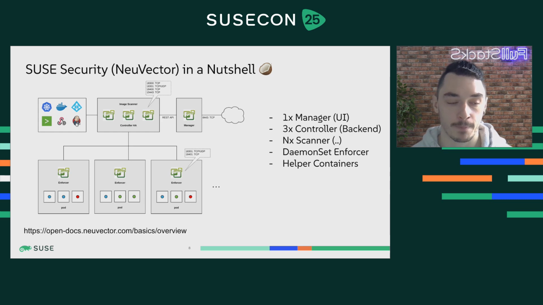core functionality. And on the bottom, we have the enforcer pods, which is a daemon set running on each node of the cluster, actually enforcing the policies that we specify. And in addition to that, we have a loosely coupled scanner pod, which is responsible for scanning container images.